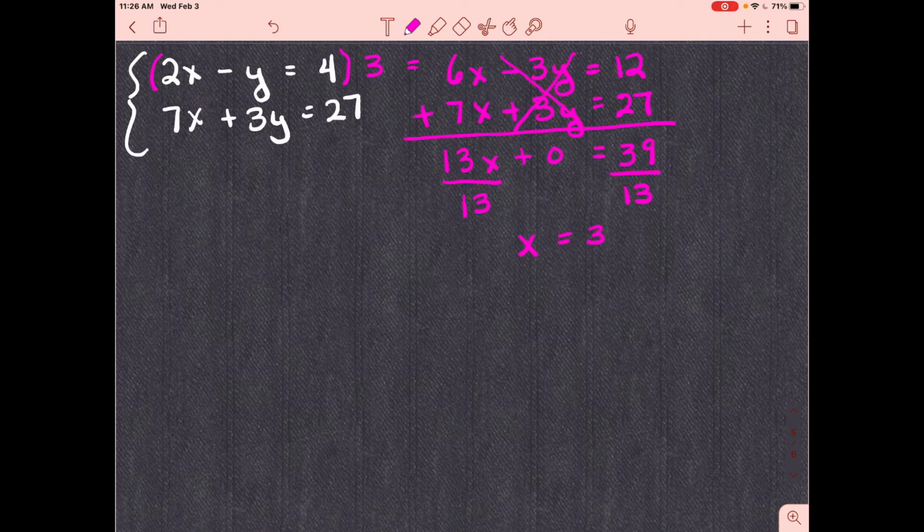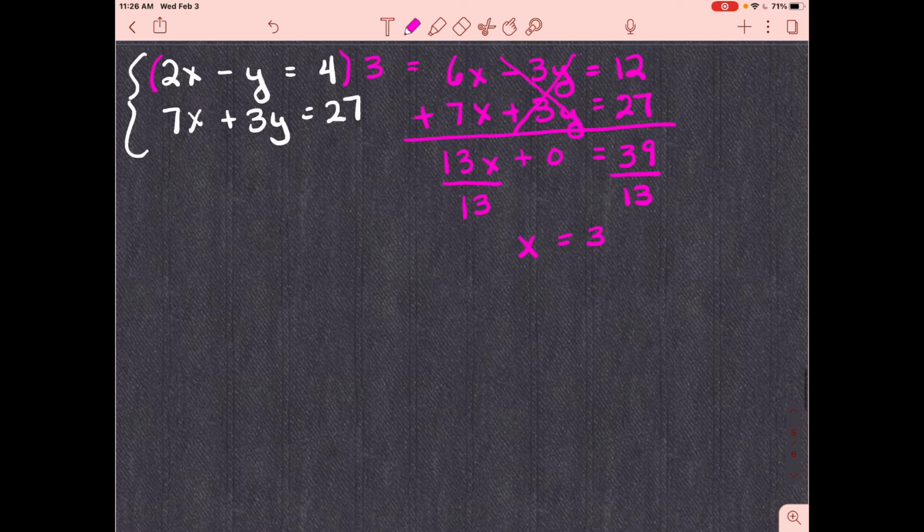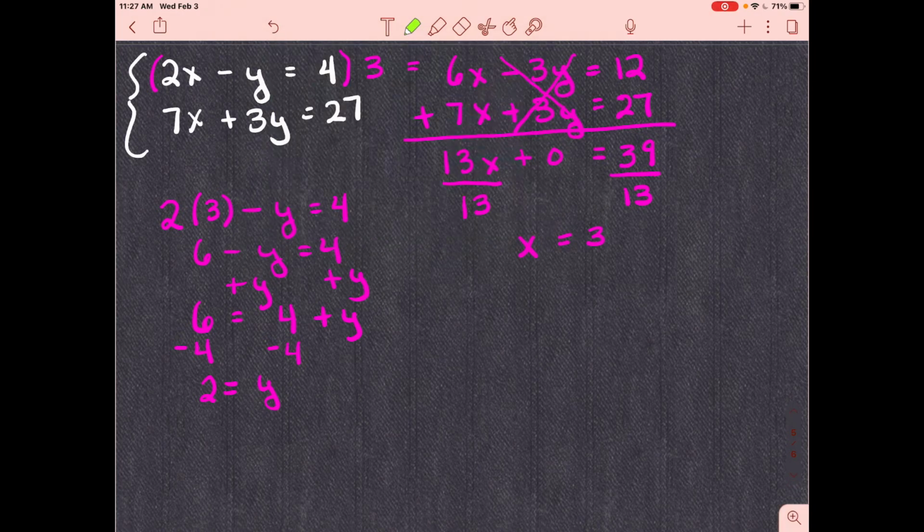So let's take our x equals 3 and plug it into any one of our equations. I'm going to use the 2x minus y equals 4. So I'm going to go 2 times 3 minus y equals 4. 6 minus y equals 4. Oh, I hate having minus y, so let's go ahead and just do plus y. I'm going to need it to be positive, and so I can subtract 4 to get that to go over here on the other side, and I get 2 equals y. So I have an answer. My x is 3 and my y is 2.